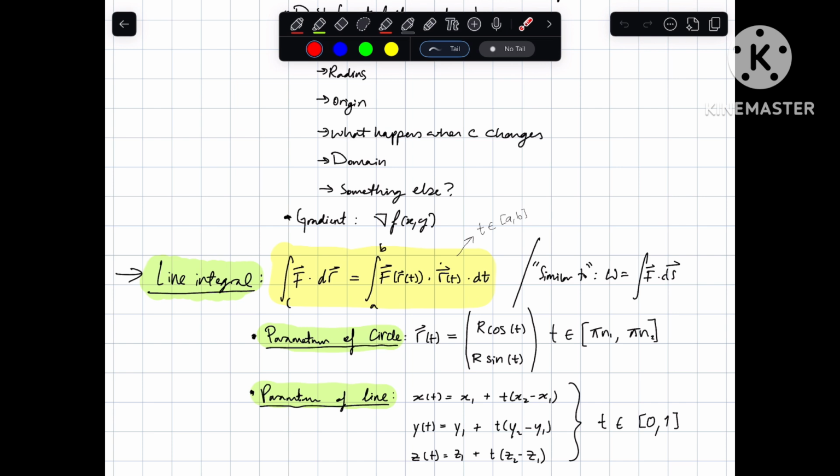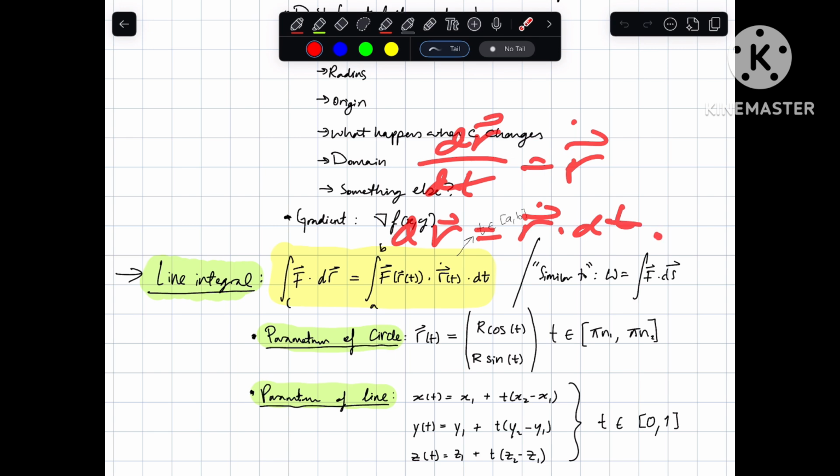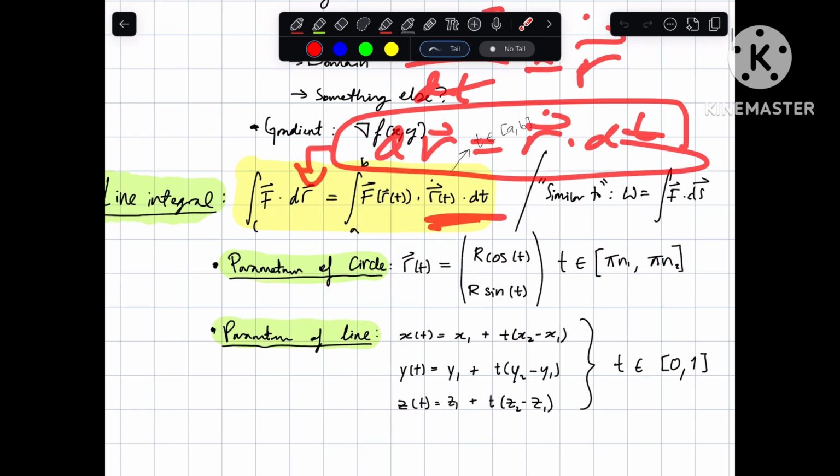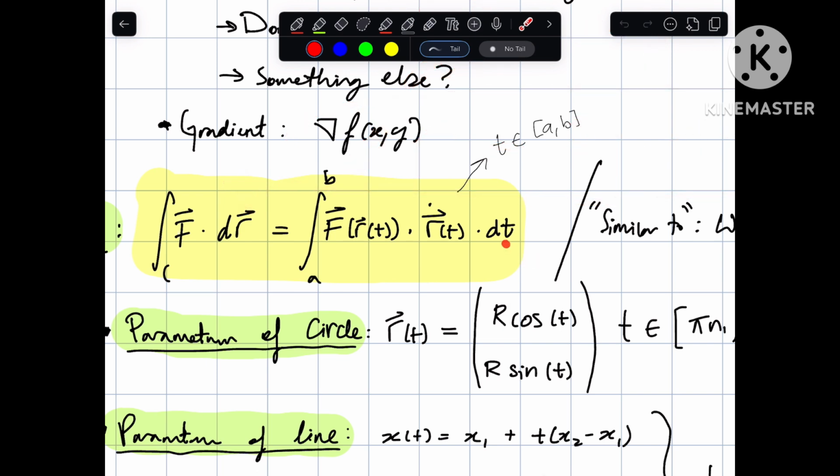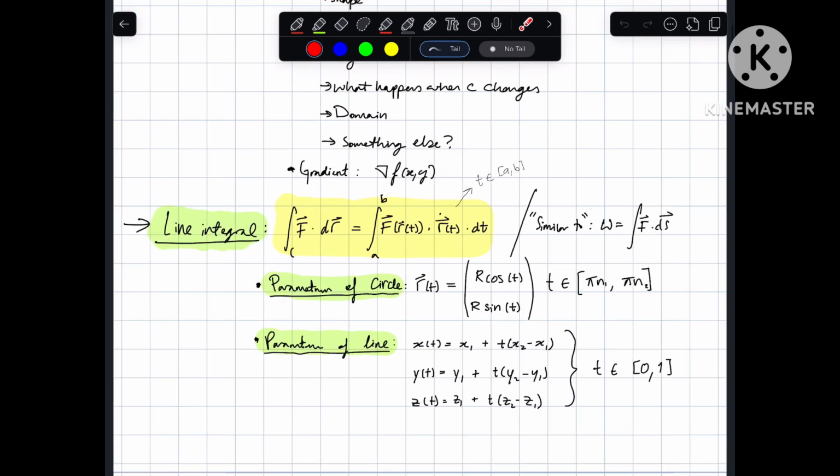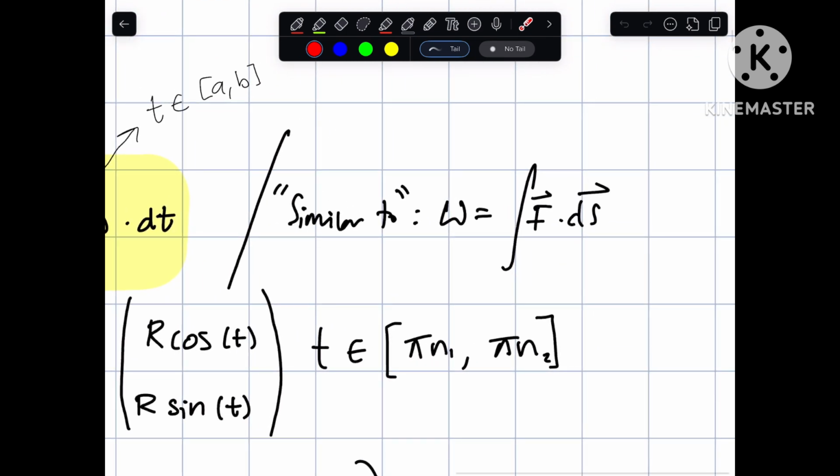So you just get dr/dt is equal to r'(t). That means dr is equal to r dot times dt. Now you can just substitute this in to get this. And now we have our r, which is in terms of t, and we're differentiating and integrating with respect to t. Here I've said, quote unquote, similar to the work force equation, like work is the line integral of force. I say similar to because it's just the same thing.